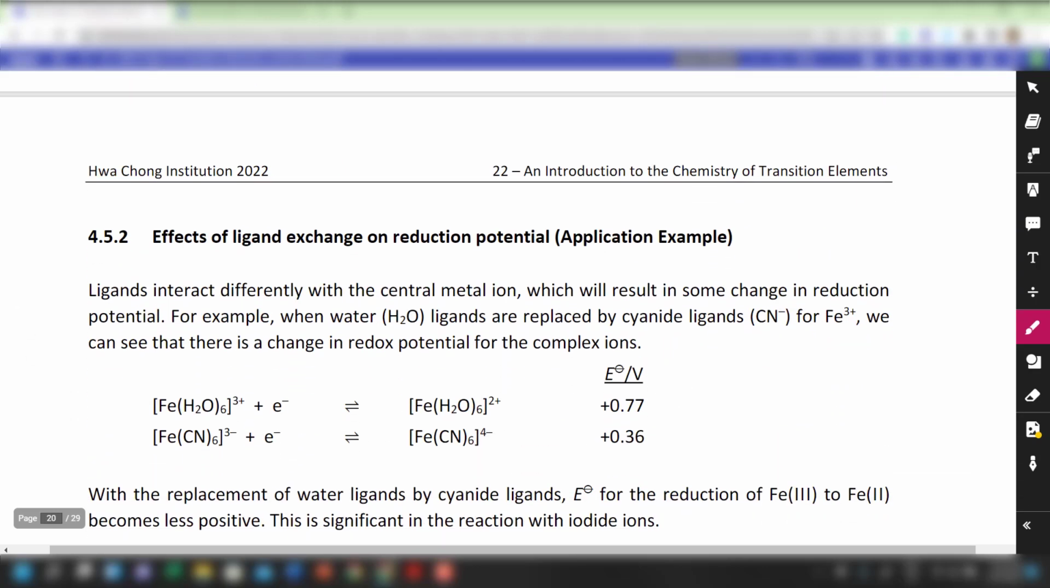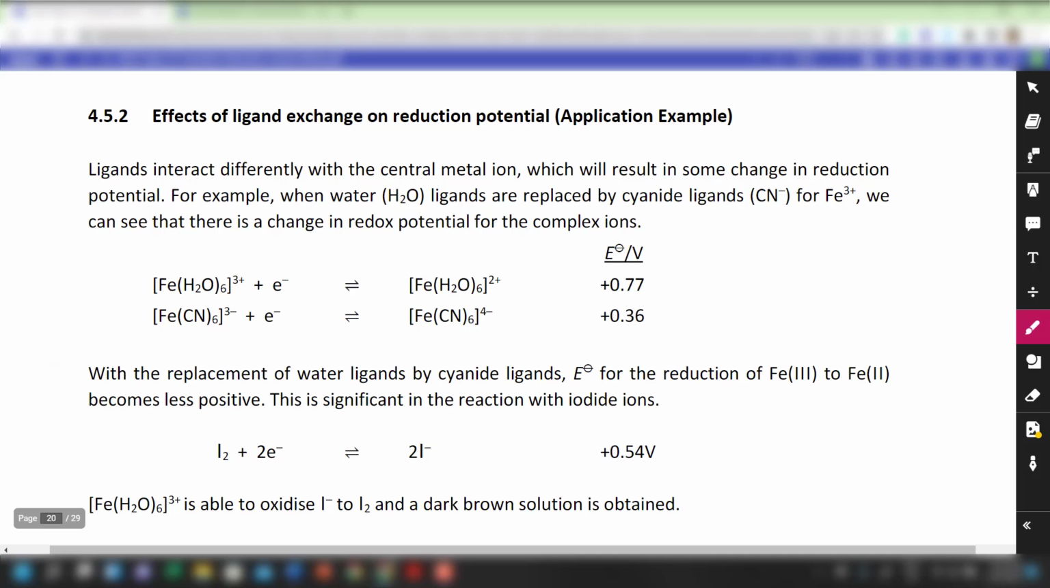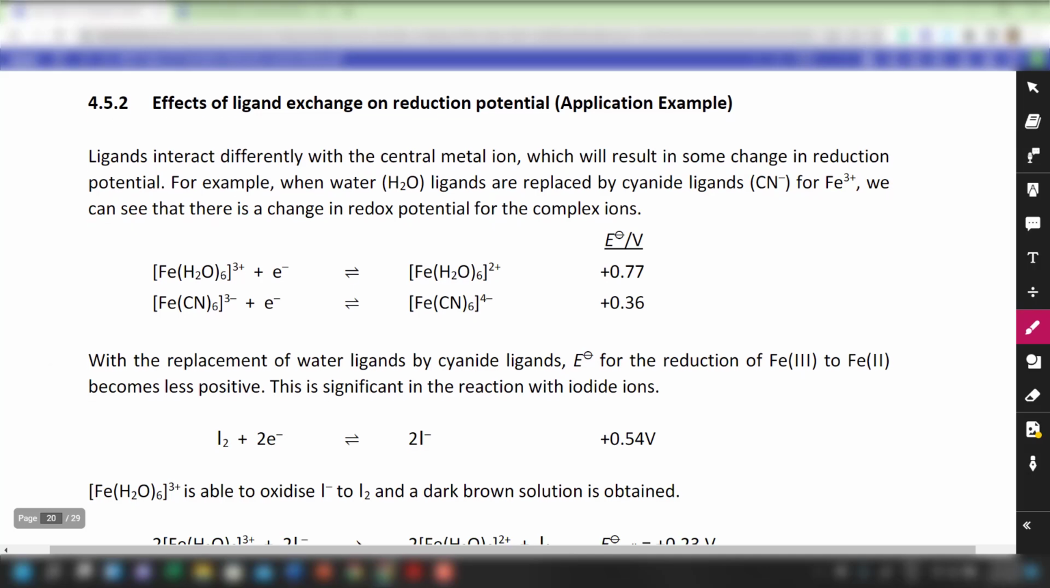Okay, yeah. An application example here, effects of ligand exchange on reduction potential. Taking a hint from the data booklet, we have written down the standard reduction potential of two iron 3, iron 2 species, one with water as the ligand, the other one with cyanide as the ligand. You'll notice that the standard reduction potential reduces from 0.77 to 0.36 volts. What is the implication of this?